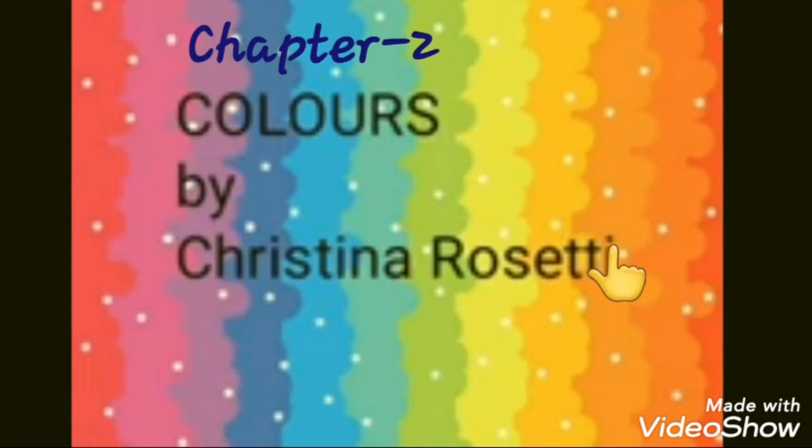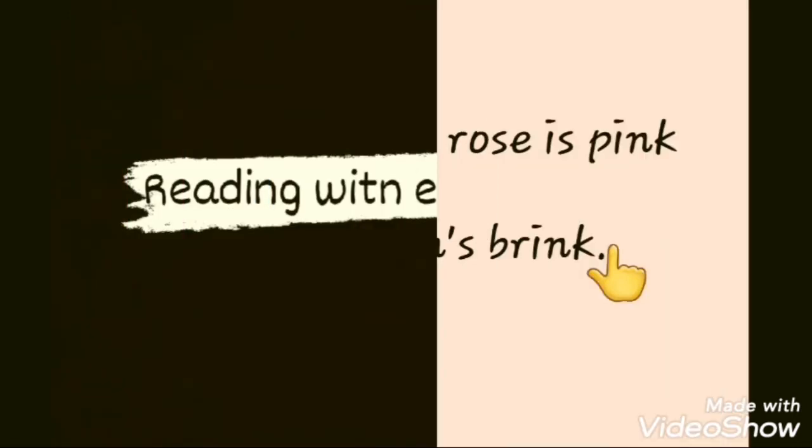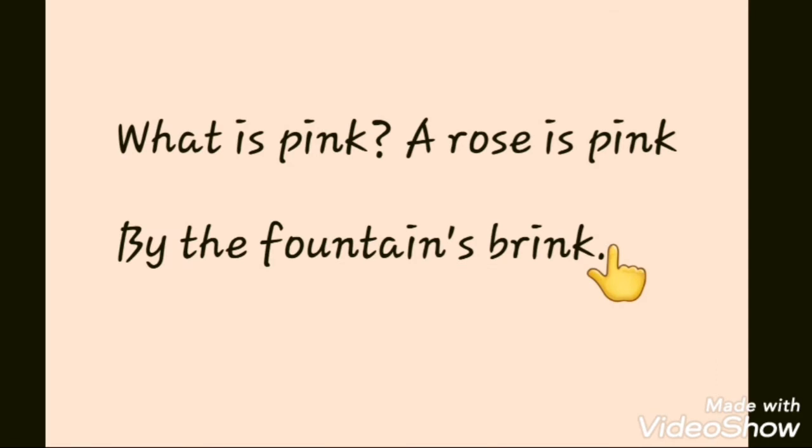So students, first we will read as well as I will explain the parts or the lines of the poem. So students, put your fingers where I'm reading. Let's read the first 3 lines of the poem. What is pink? A rose is pink by the fountain brim. Now, here my dear students, I think you will notice the word brim. Now, what is brim? Brim means the edge.